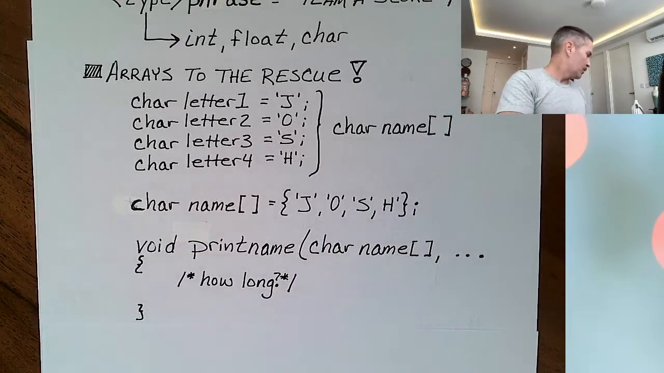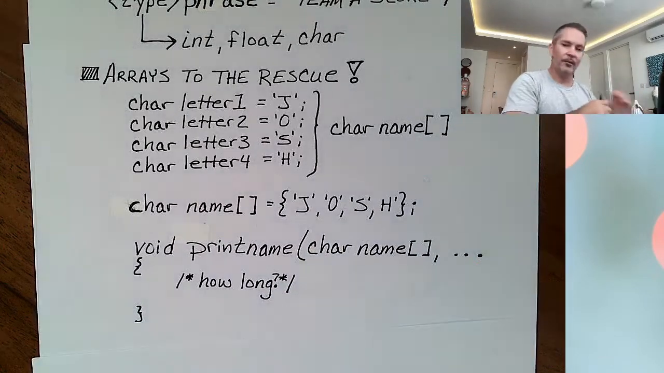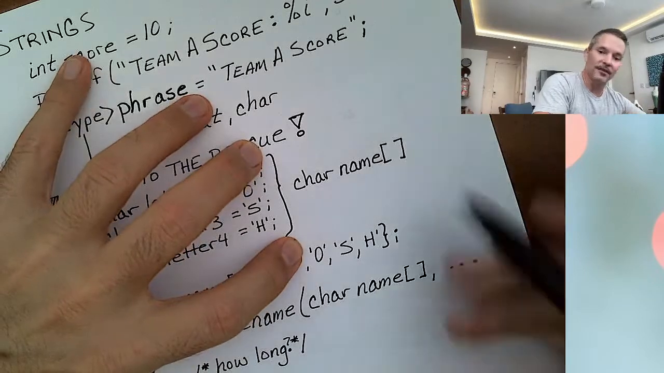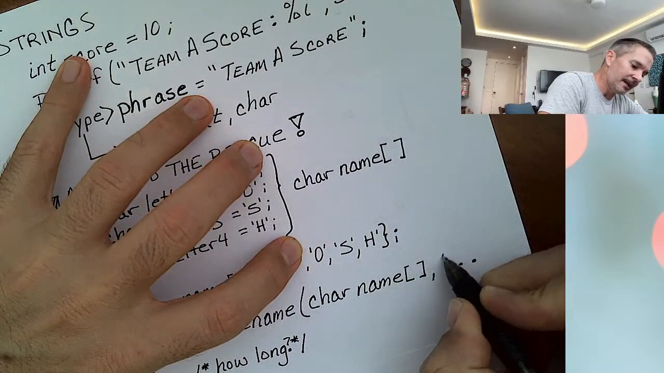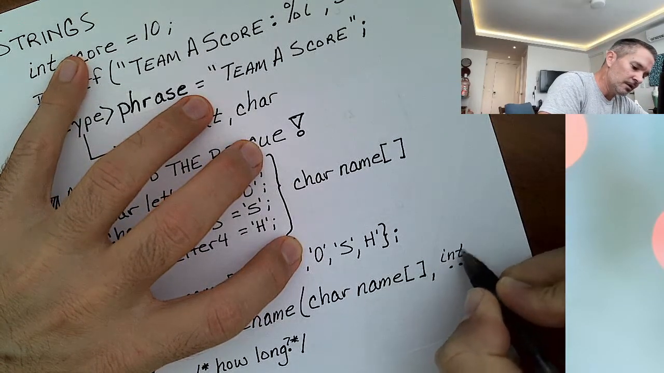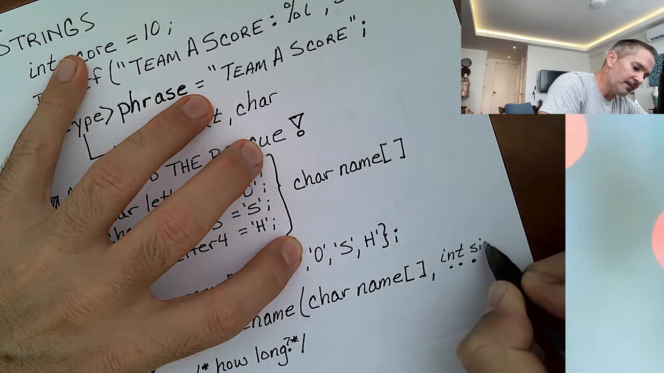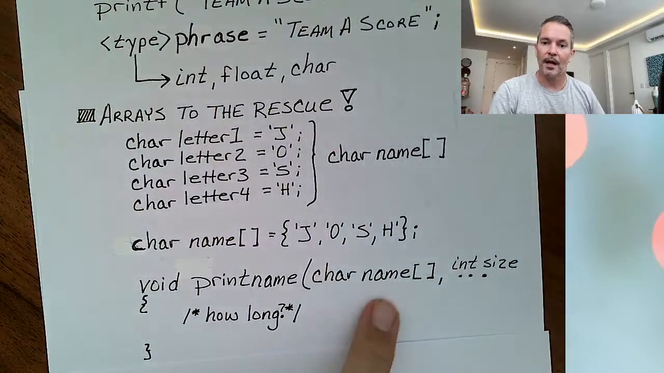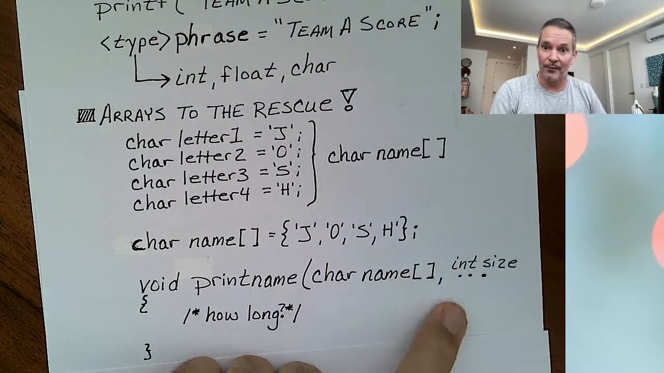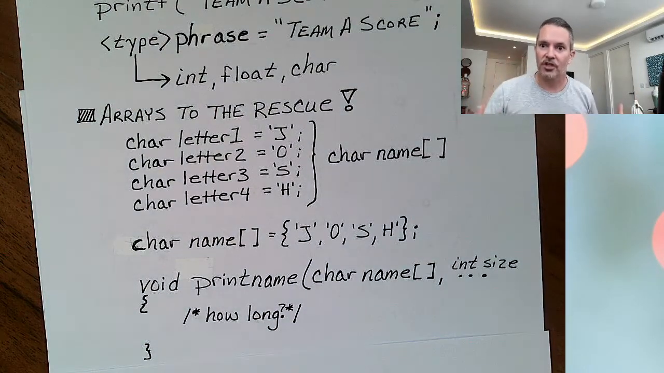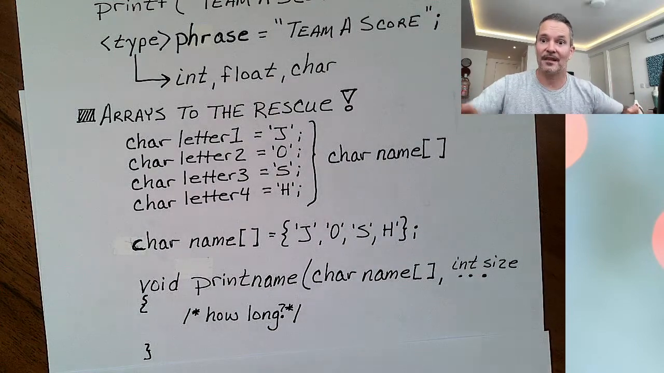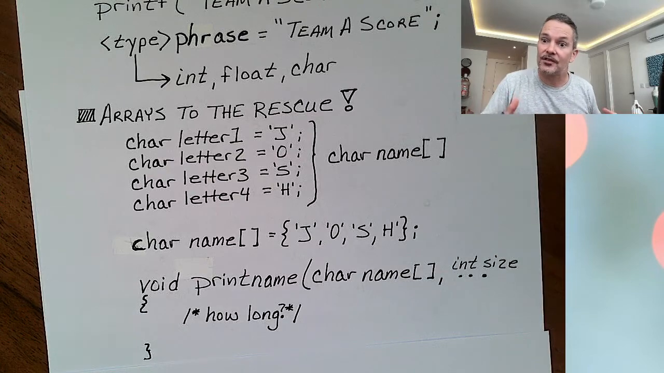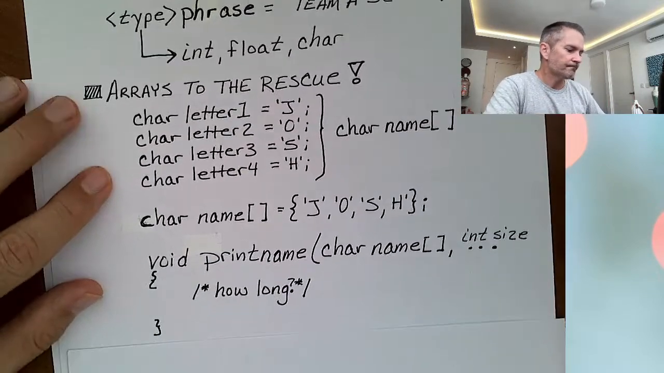So what would I have to do? Well, I would have to pass into the function something like an integer size, and every time I wanted to call a function or operate on my character array, I would need to let the function, or whoever I was giving the array to, know how long the string is so they could loop through and print the string out.